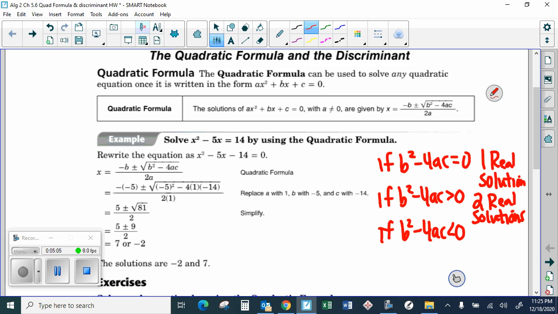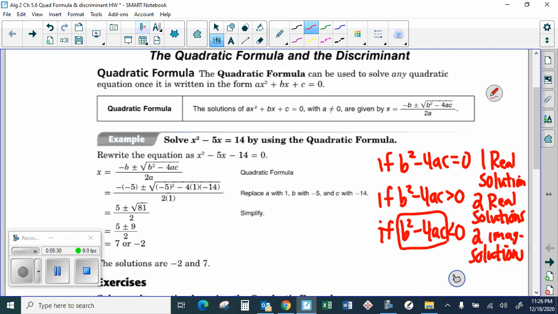If b squared minus 4ac is less than 0, two imaginary solutions. What's imaginary again? When you have a negative underneath the radical. Because remember, this is what's underneath the radical. That says it's less than 0, which means it's a negative. That's an imaginary number.